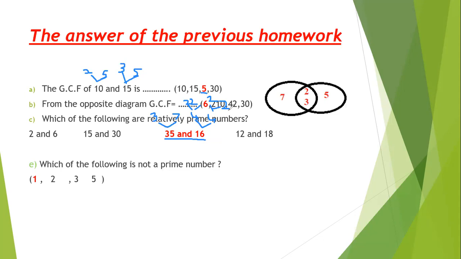The last question is, which of the following is not a prime number? As we said last time, 1 is not a prime number. Why? It has only one factor, which is 1.